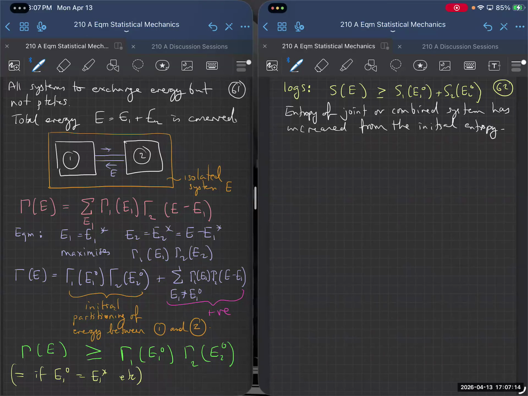Andrew, you have a question? Yeah, where you have gamma of E is equal to gamma 1 of E10, and then plus, that's the summation. What is that second term inside the summation? So that's gamma 2 of E minus E1. Oh, okay, all right. Sorry about the bad handwriting.